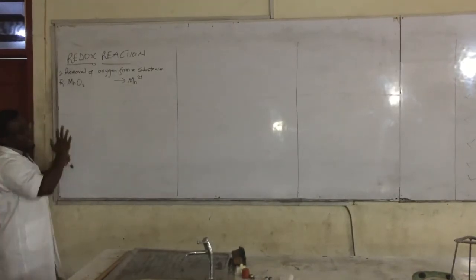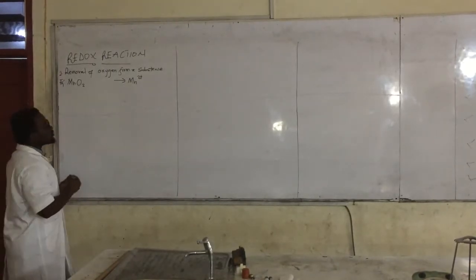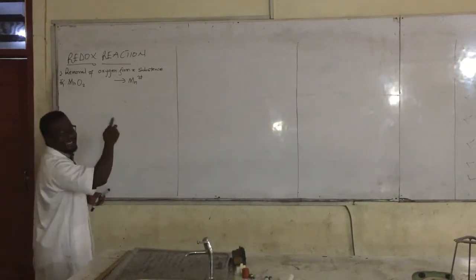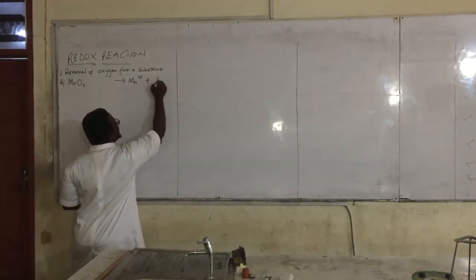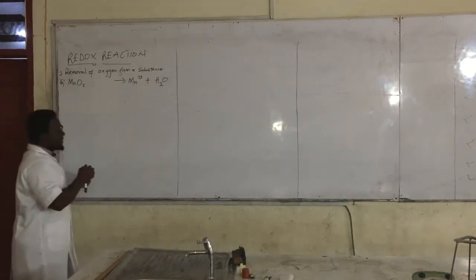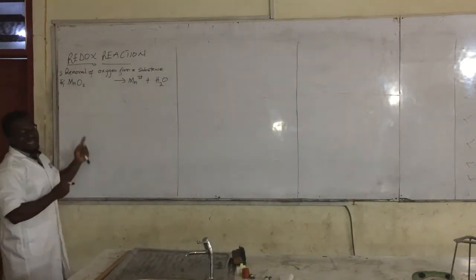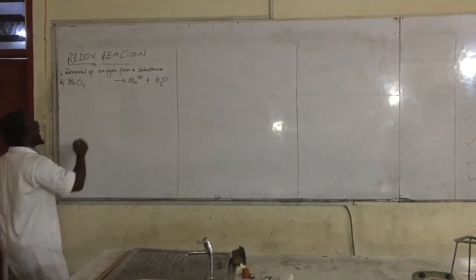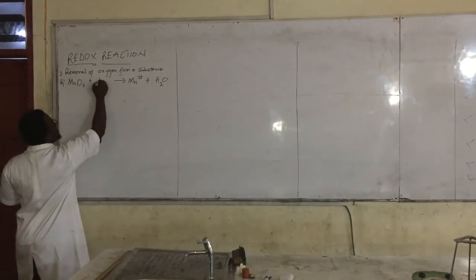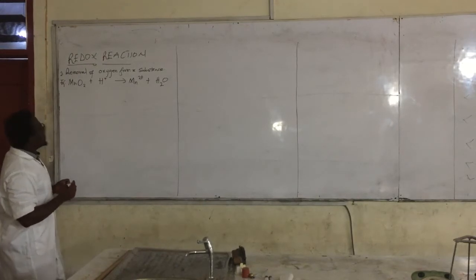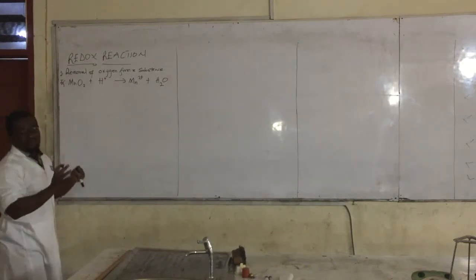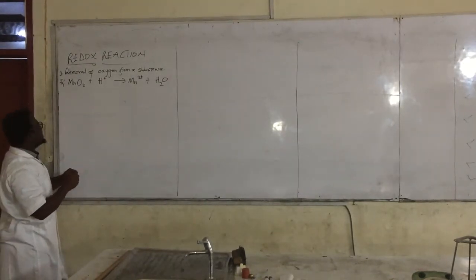Now we have to balance the equation. To balance the equation, to the side lacking oxygen, we add water molecules. So I'll add water molecules to this side, and then to the side which is not lacking oxygen, we will add hydrogen ions. Now, in fact, we have to balance the number of atoms for the various elements.